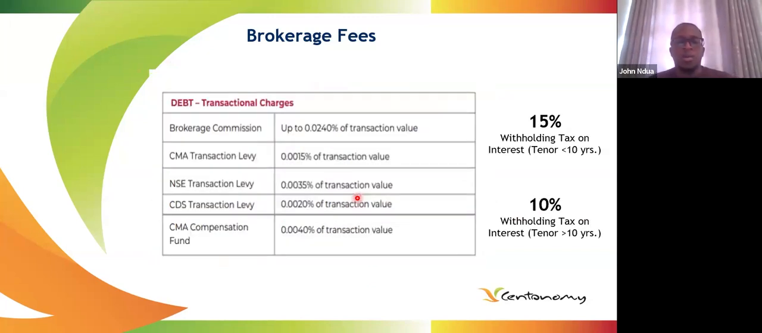The other one is normal debt. Apparently, if you want to do it on a secondary market, fixed income also comes with charges on brokerage commission and the levies involved, even though they are much less than stocks. However, the taxes are 15% for bonds with less than 10 years to maturity and 10% for bonds with above 10 years to maturity. You also pay withholding tax on the interest payments. So tax is much higher here, but fees are much higher on stocks.